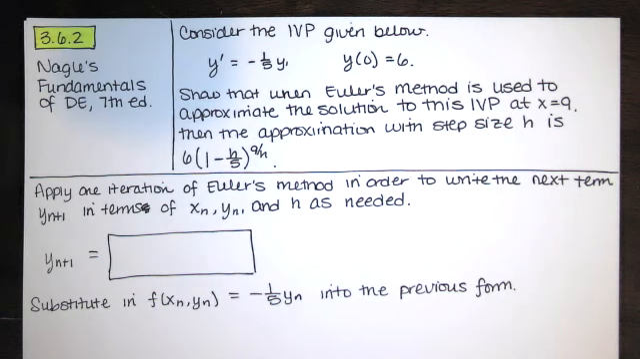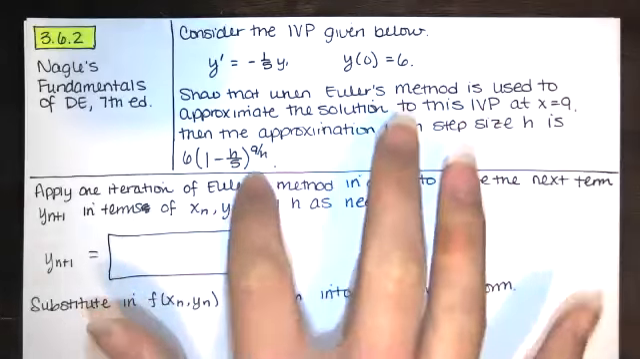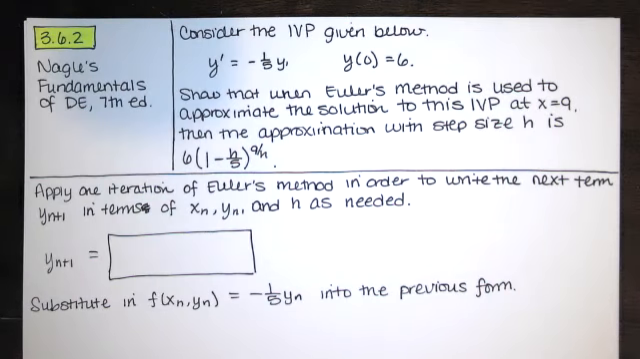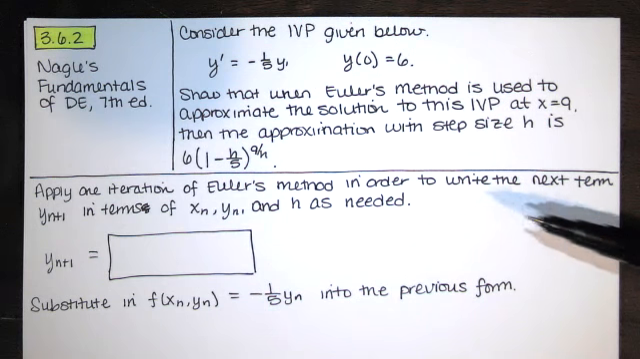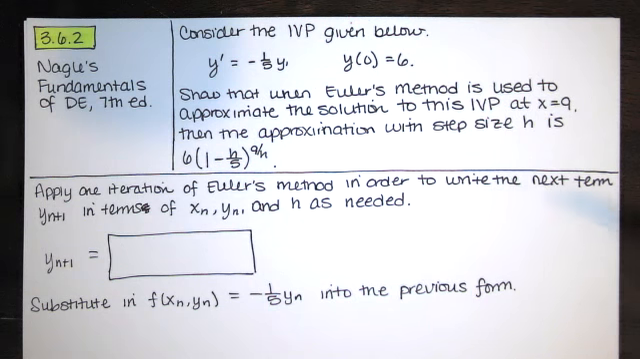So that makes this problem a little bit hard in the sense that you don't know exactly what it is they're looking for, but you know that you're trying to get from this to this. But that's what this video is for. I want to show you what they were expecting and what they were looking for. So as you proceed through the problem, the next thing that pops up on MyLab Math is this. It says, apply one iteration of Euler's method in order to write the next term y sub n plus 1 in terms of x sub n, y sub n, and h as needed.